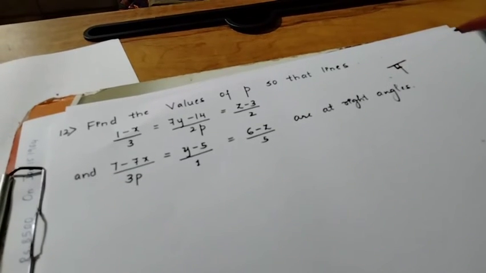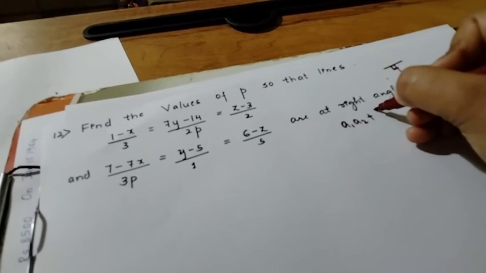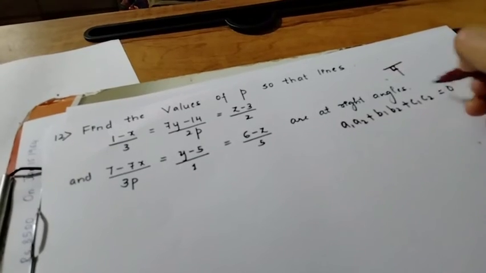So for perpendicular, you know the condition. What is the condition? a1 a2 plus b1 b2 plus c1 c2 should be equal to 0.